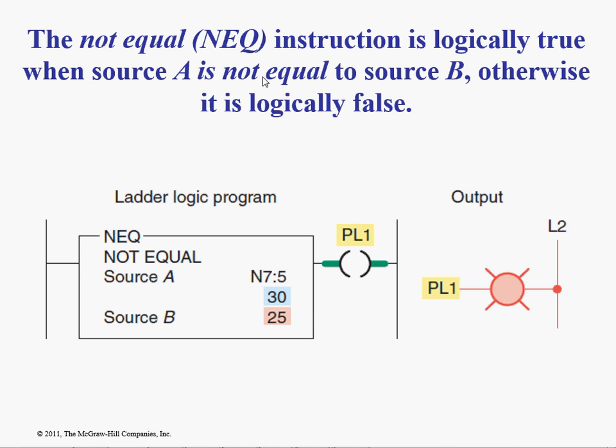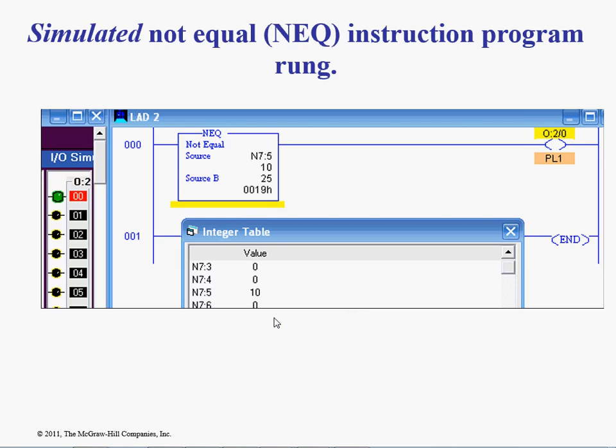See this not equal to instruction right here? It's comparing to 25, N7:5. So, what would make that light bulb go on? Anything but 25. It's the opposite of an equal statement. If it were an equal statement, it would have to be equal to 25. So basically, anything that isn't equal to 25 would make that true. Everybody see it? It works backwards. Be less than or greater than, either one will work.